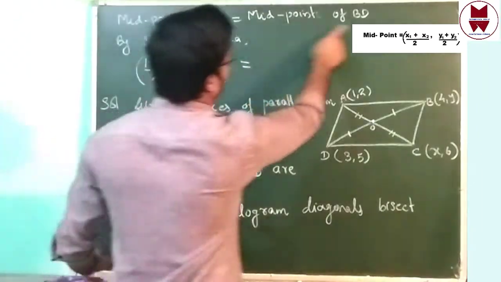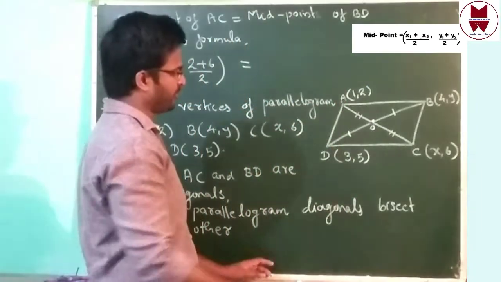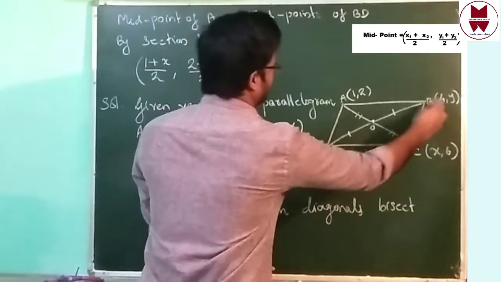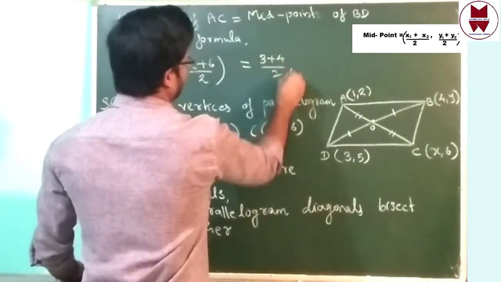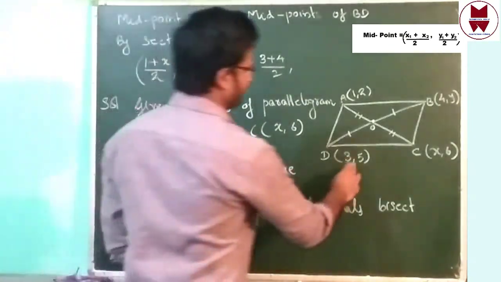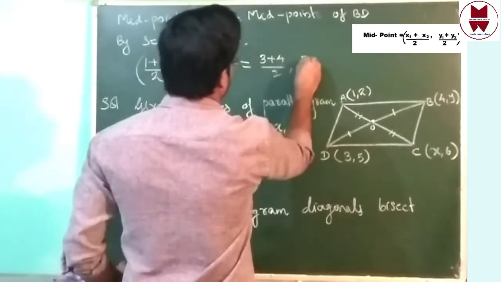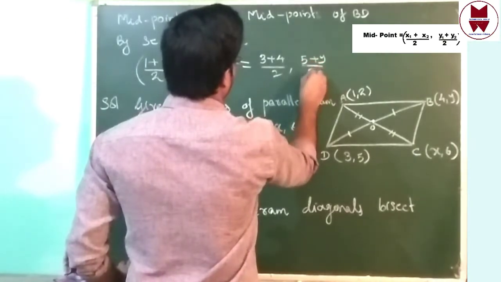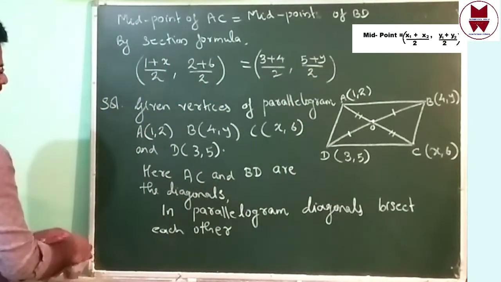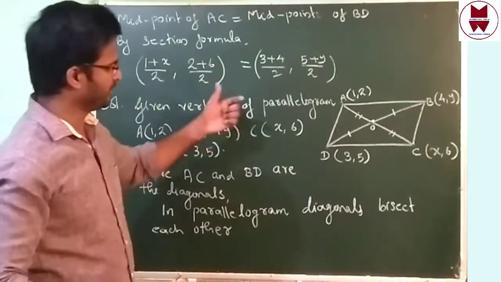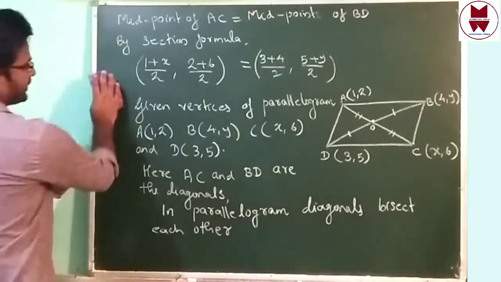Right side also, midpoint of BD. Use the same formula: x1 plus x2, that is 3 plus 4 divided by 2, then y1 plus y2, that is 5 plus y divided by 2. Just pause the video, write down the downside part.